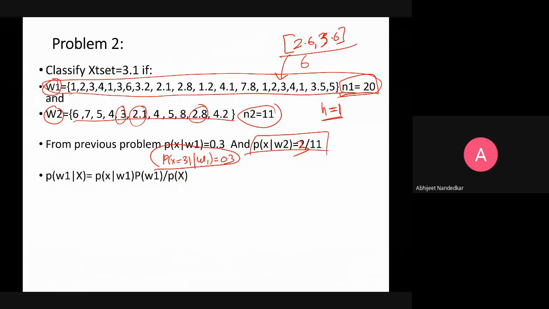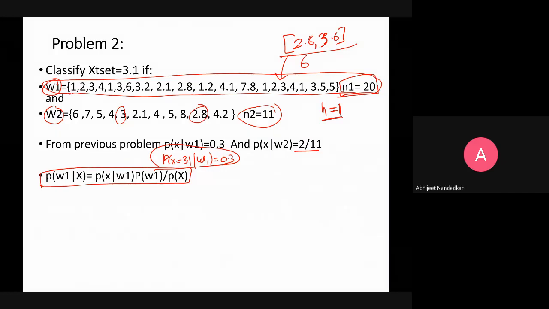Now we can calculate the posterior using Bayes. Sir, why are you considering 2.1? Repeat, 2.1 is out? Yes, you are right. We are from 2.6 to 3.6, right? So I think this will be 2. So this is correct, you are correct. Okay, so this will be 2 by 11.